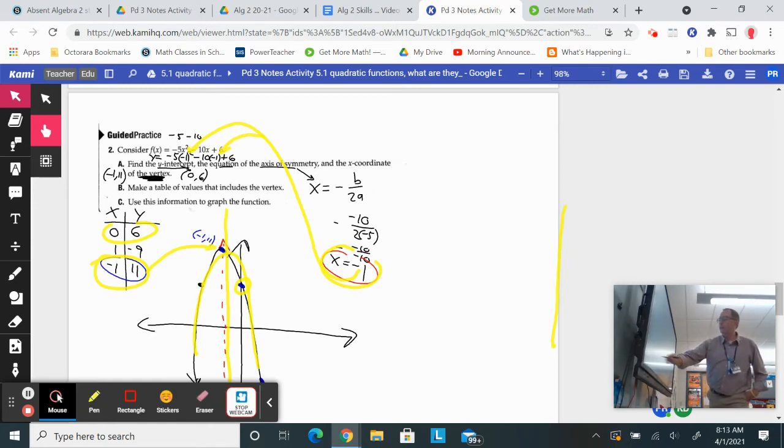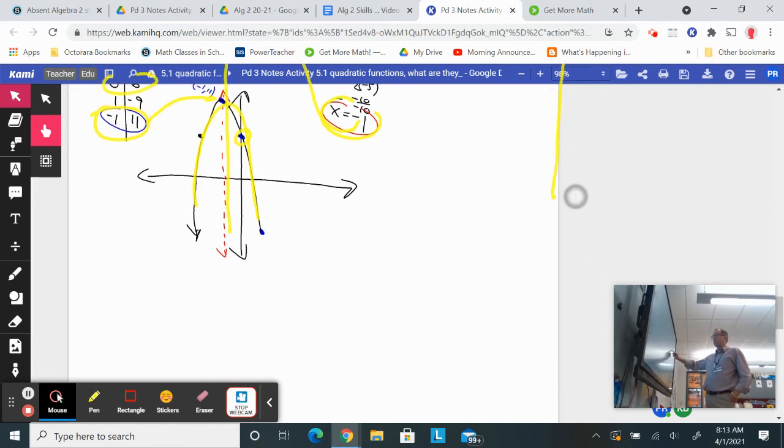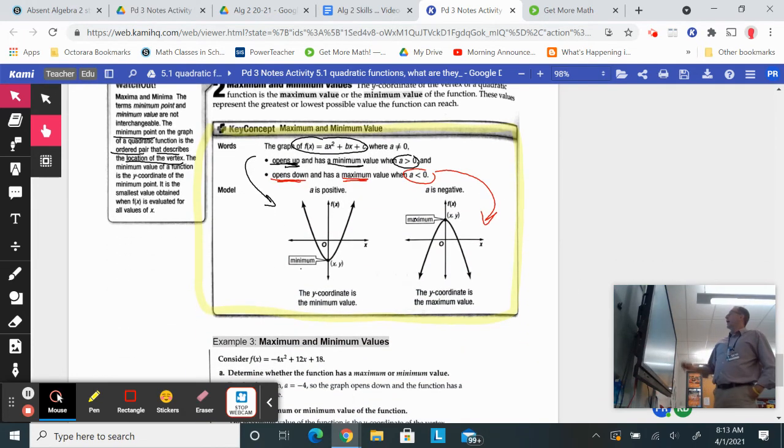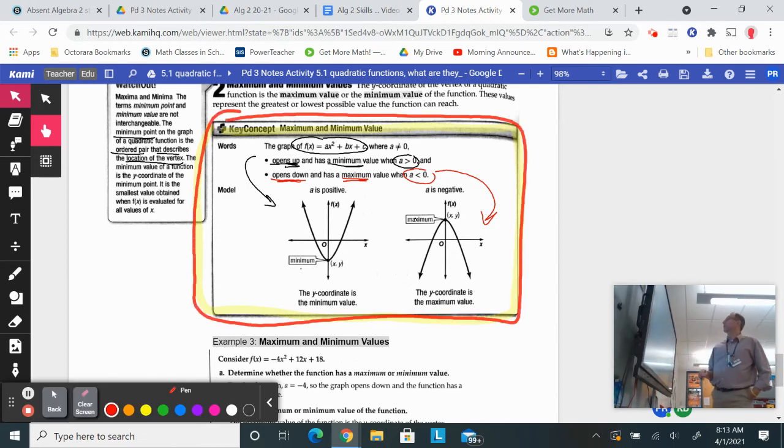Then the last thing, let me go back here. The last thing we talked about was maximum and minimum values. This key concept box in our notes explains that if you have a parabola that opens up, the a value will be greater than 0, and greater than 0 means a positive. So anytime you have a positive a, you're going to have a parabola that opens up. Then it says it opens down if the a is less than 0, which means it's a negative. It'll open down.